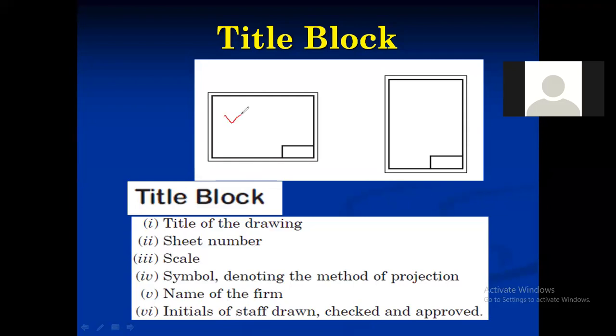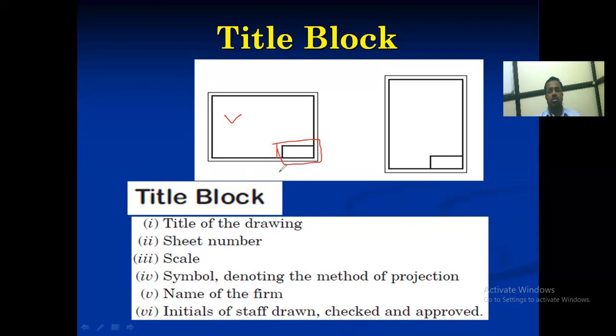See, this is our drawing sheet, and at one corner we are always preparing the title block. So this is the title block. In that title block, the following points should be present. The first point is the title of the drawing, then the sheet number, then the scale, which scale we have used to draw this drawing, then symbols, or we can say which type of projection method is used in this drawing.